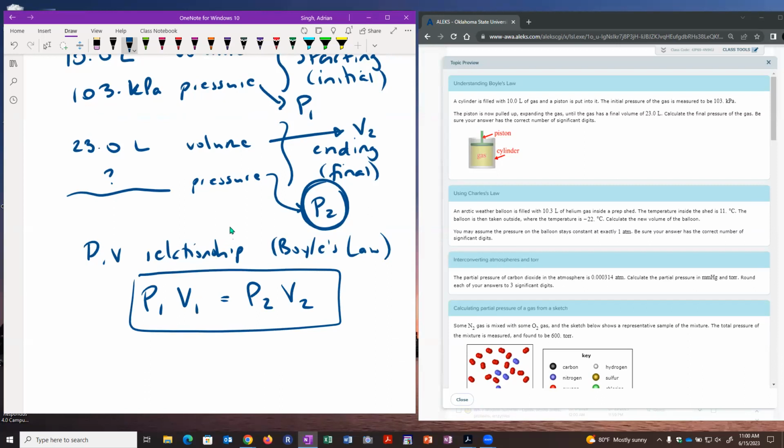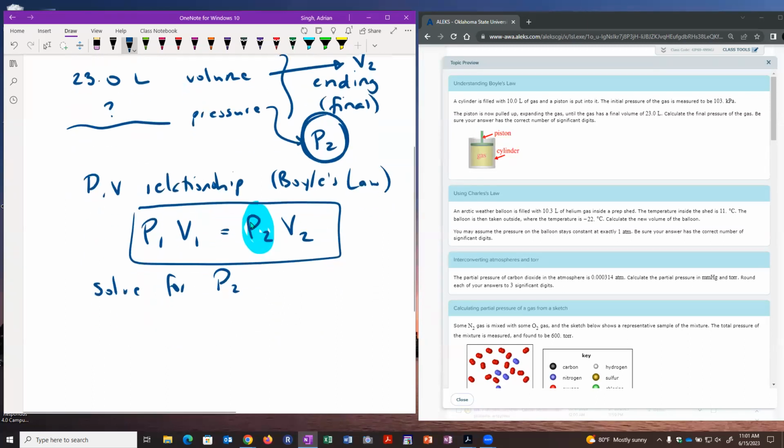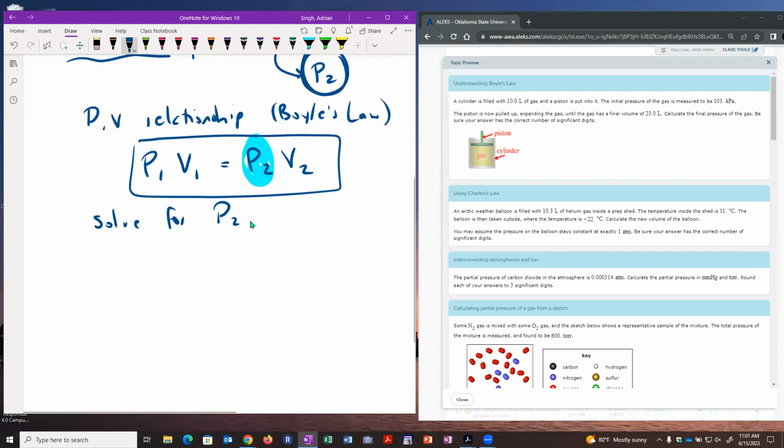So in this case, P2 is our unknown. That's what we need to find. So we need to rearrange this equation. We need to solve it for P2. All that means is to isolate P2 on one side and move everything else to the other side of the equation. So in order to get rid of the other thing that we have on the right side, which is V2, we can divide the right side by V2 so that they cancel. And whatever you do to one side of the equation, you need to do to the other side. So we divided the right side by V2, we need to divide the left side by V2 as well. So now we have our P2 isolated. Everything else is on the other side.